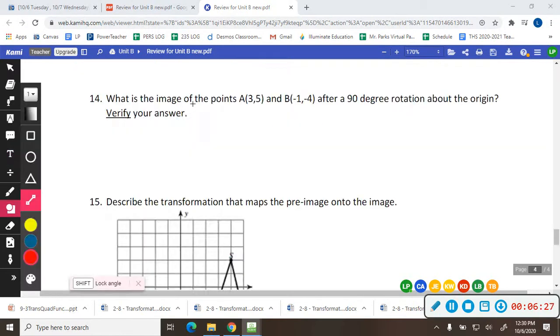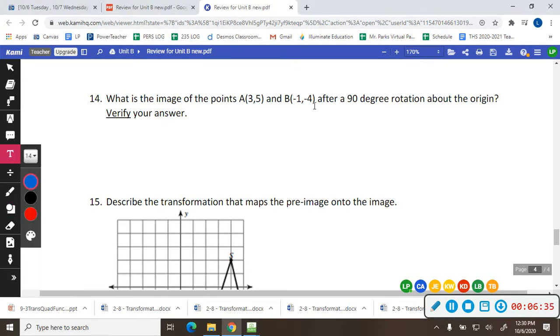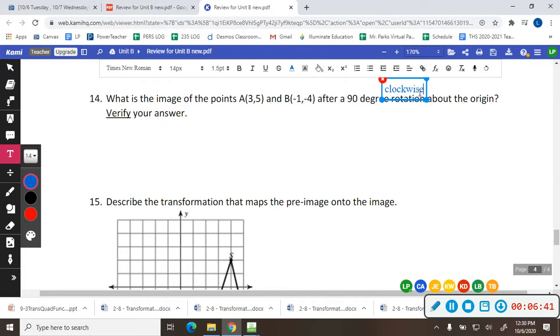Next, what is the image of the points after a 90 degree rotation about the origin? And they need to tell us which direction. So let's just assume that this was clockwise. So let's assume they mean 90 degrees clockwise, because that is important to know.